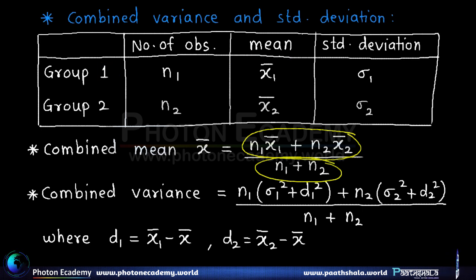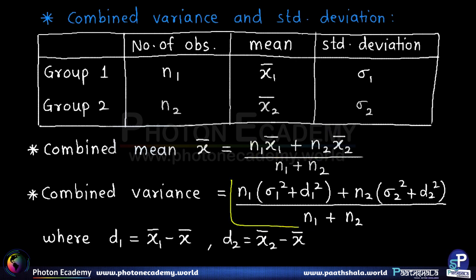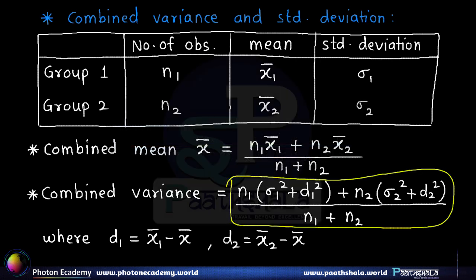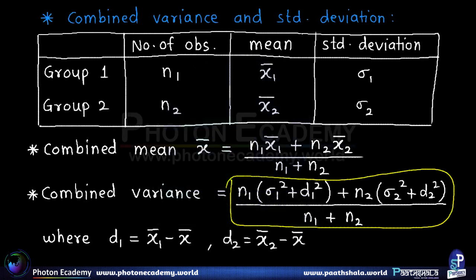Now once we calculate the combined mean, we can calculate the combined variance as per the second formula shown here. So that goes as per n1 into sigma 1 square plus d1 square plus n2 into sigma 2 square plus d2 square whole upon n1 plus n2. Now here we already know the meanings of n1, n2 and sigma 1, sigma 2. There is a new term, that is d1 and d2, introduced here. So the meaning of that is mentioned at the end.